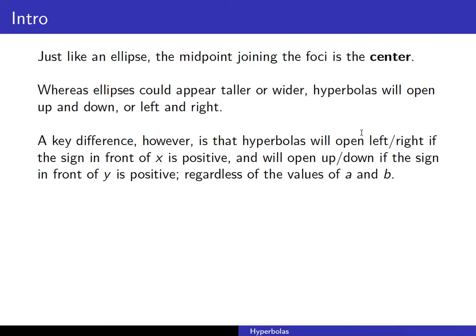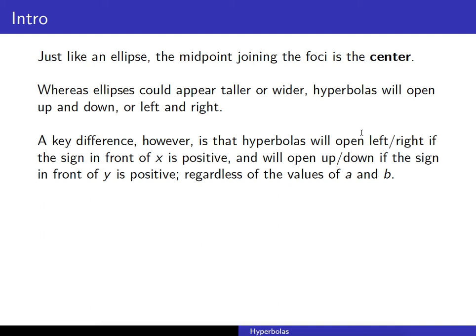So one of the biggest differences between ellipses and hyperbolas is when we looked at ellipses, the larger denominator told you whether it was going to be tall or wide. So if your larger denominator for an ellipse was below x, it was going to be a wide ellipse. If your larger denominator for an ellipse was under the y, it was going to be tall.